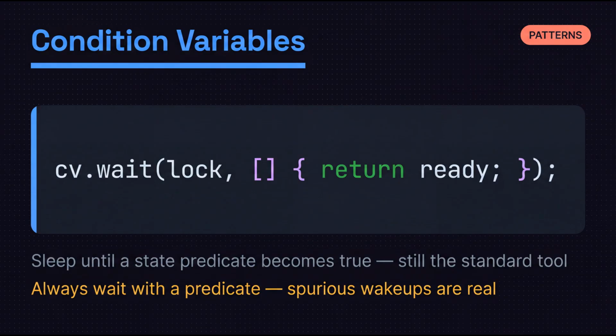Always wait with a predicate. The operating system may issue spurious wake-ups, waking the thread even though nothing was notified. Without a predicate, the thread would proceed on stale state. Notify one and notify all are hints. They tell waiting threads to recheck. The predicate is the truth. The notification is just a nudge.